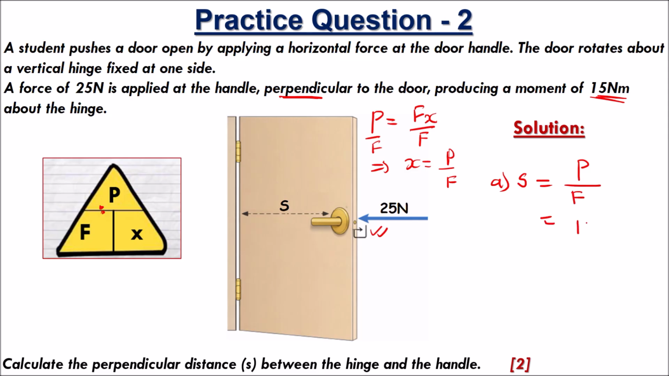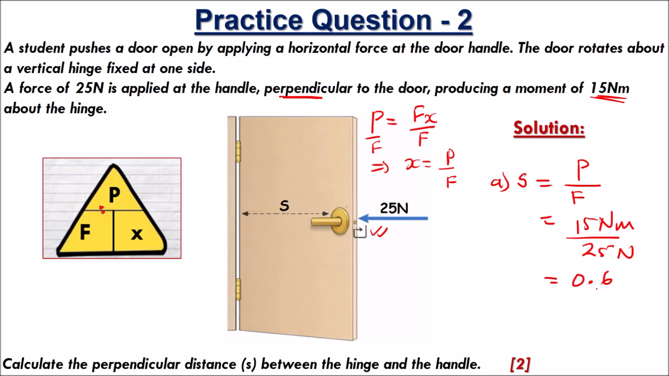What is the moment? 15 Newton meters. What is the force applied? 25 newtons, giving us 0.6.